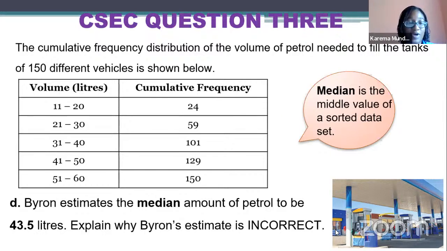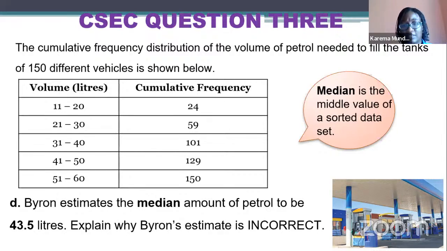When I look at my cumulative frequencies, after the first 24 persons gave their information, I haven't reached the middle yet. Some more gave their information, and we got up to 59 vehicles telling us their estimates of petrol needed. Still haven't reached the middle yet. But when I put in the other numbers from 31 to 40, I have passed the middle. It means the middle would have been passed somewhere in the class interval 31 to 40. And so Byron's estimate is too high. He's in the wrong class interval. All right, that's where I'm leaving it.